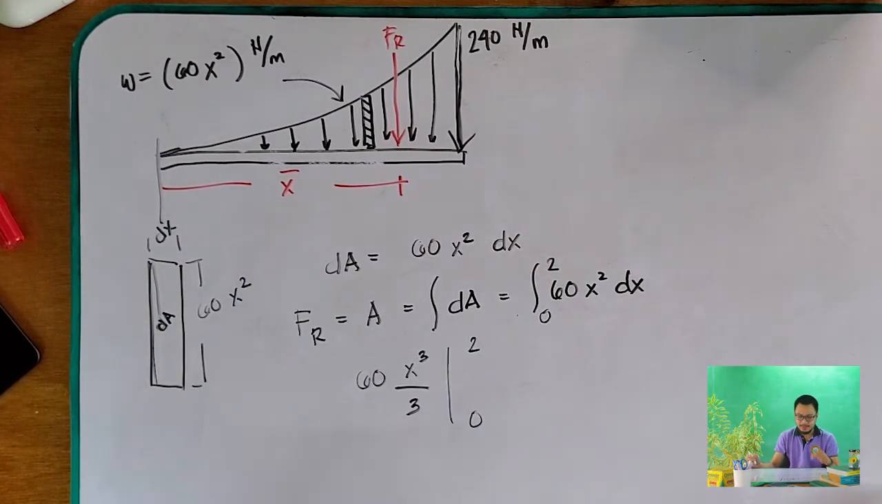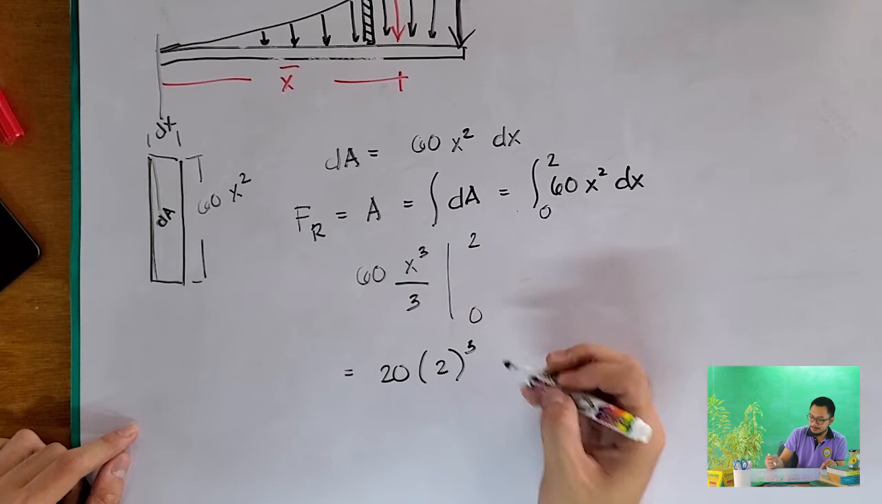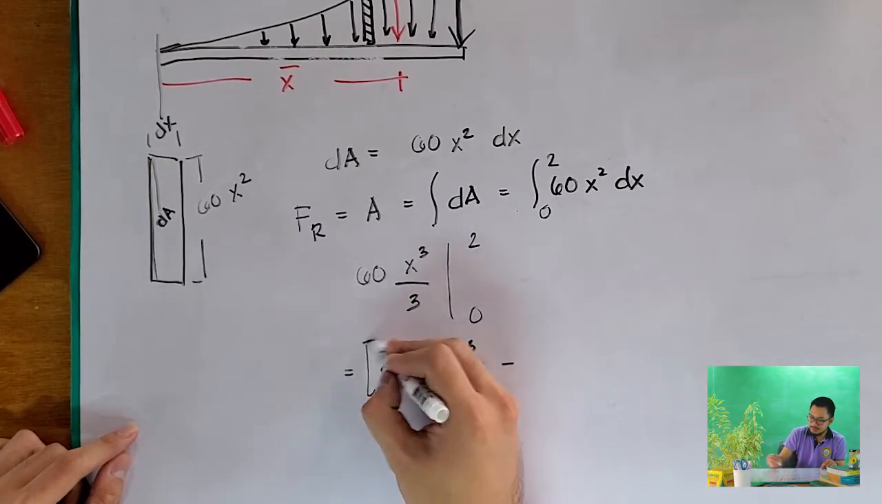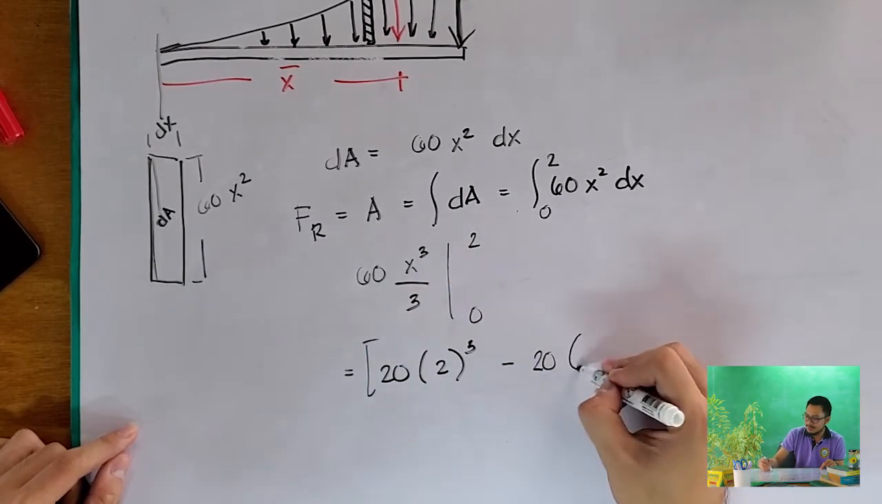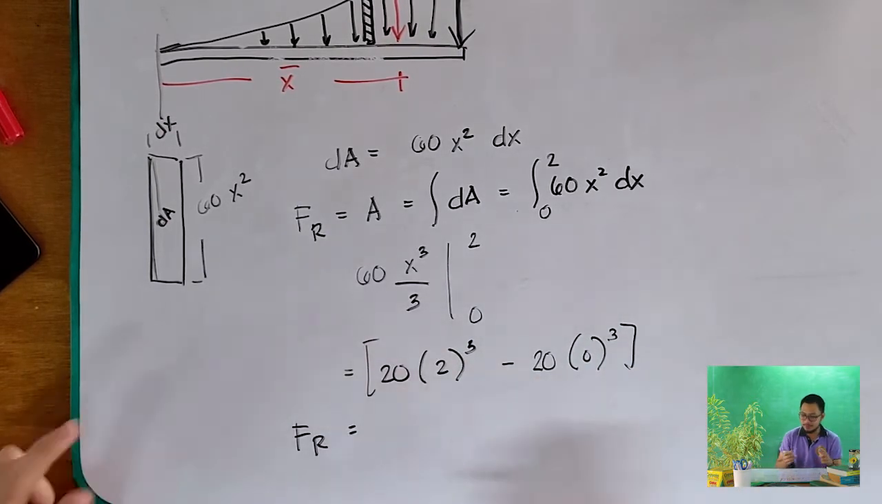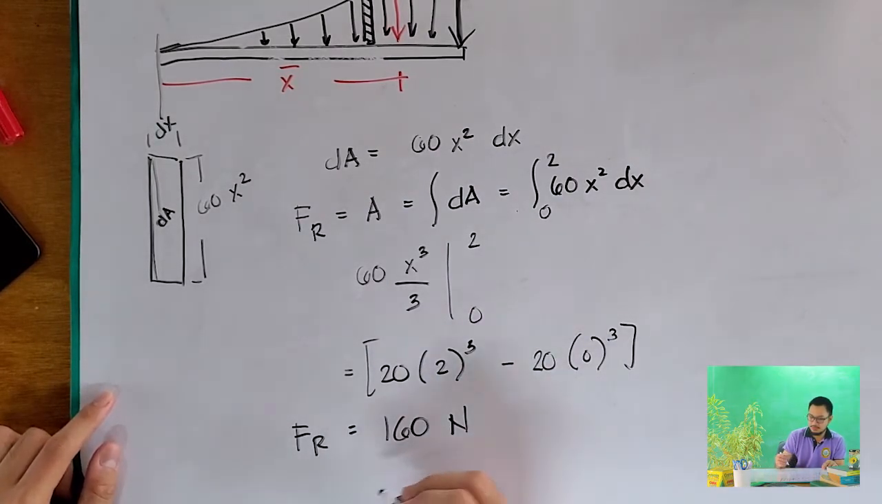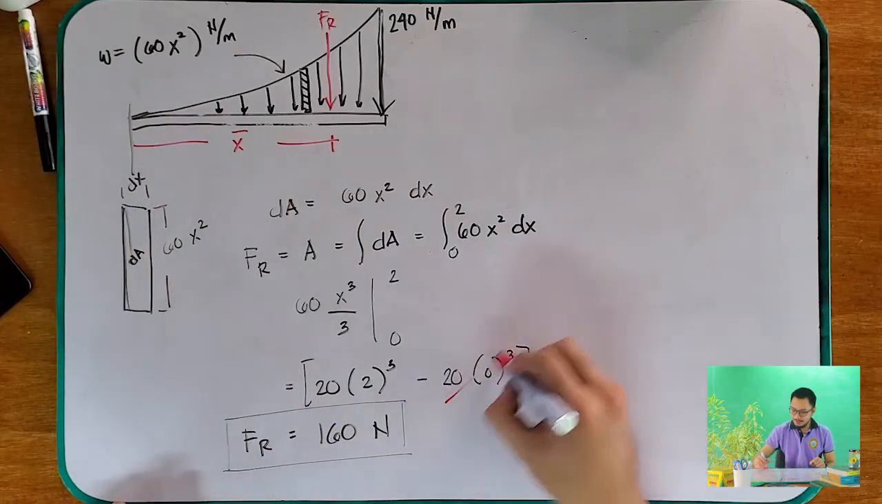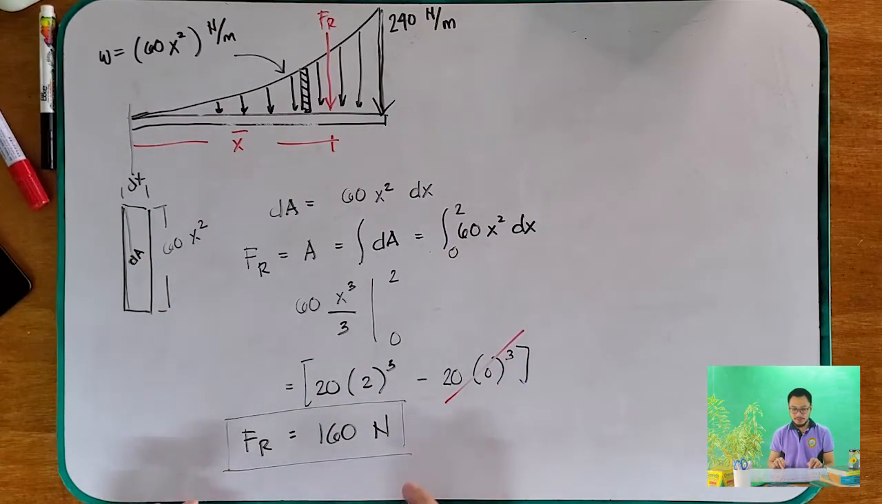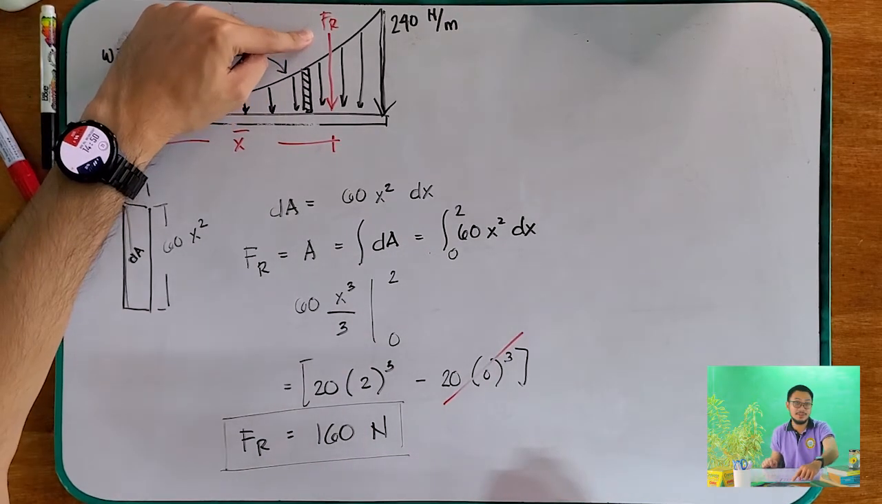Right? Okay. And that is 60 divided by 3, 20. 20 times 2 cubed minus 20 times 0 cubed. And your FR is equal to, so that is 160 newtons. Of course, this is 0. So, to integrate, the answer of this one is 160 newtons. Therefore, your FR here is 160 newtons.